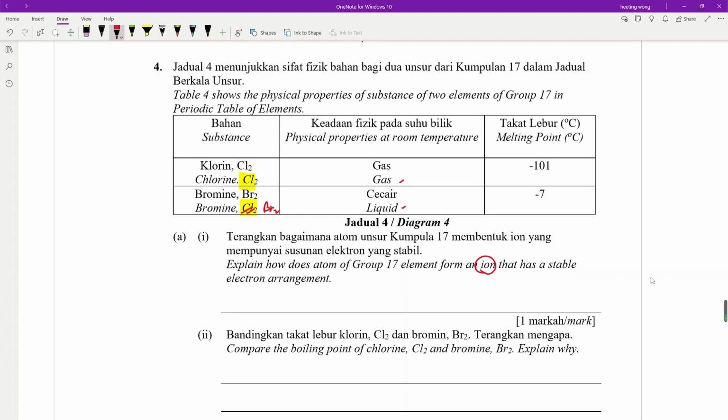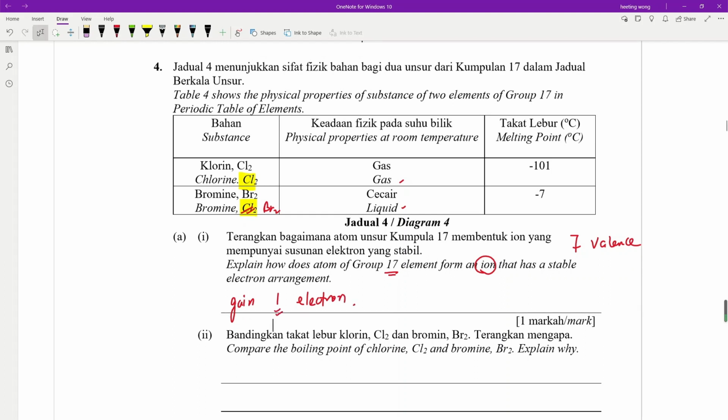We must know that group 17 has 7 valence electrons, right? So 7 valence electrons. How to achieve octet electron arrangement? It needs to gain 1 electron. You need to mention 1.